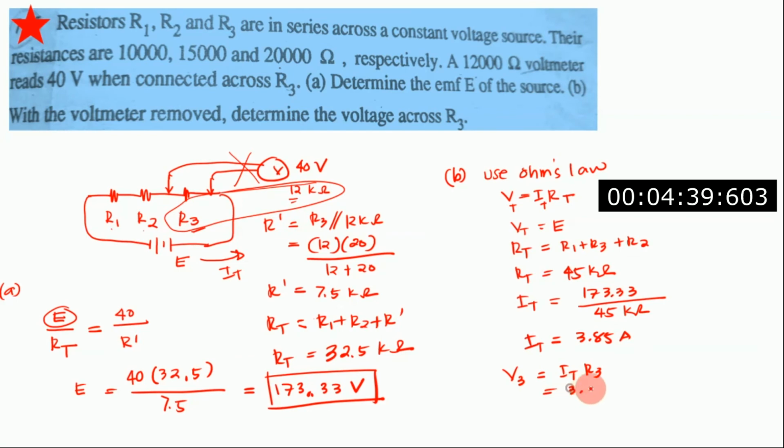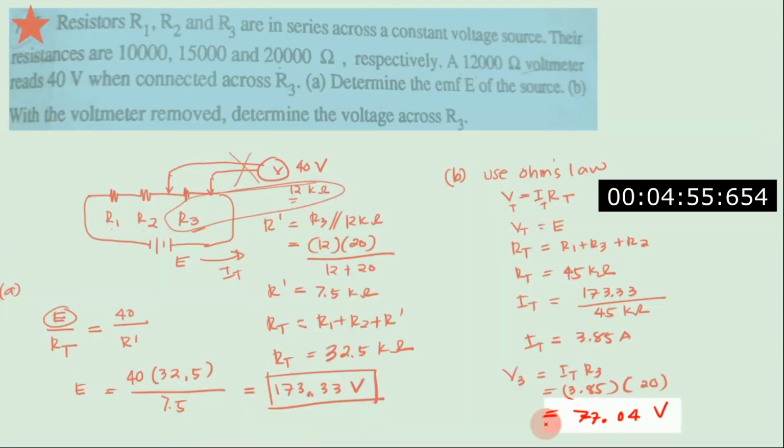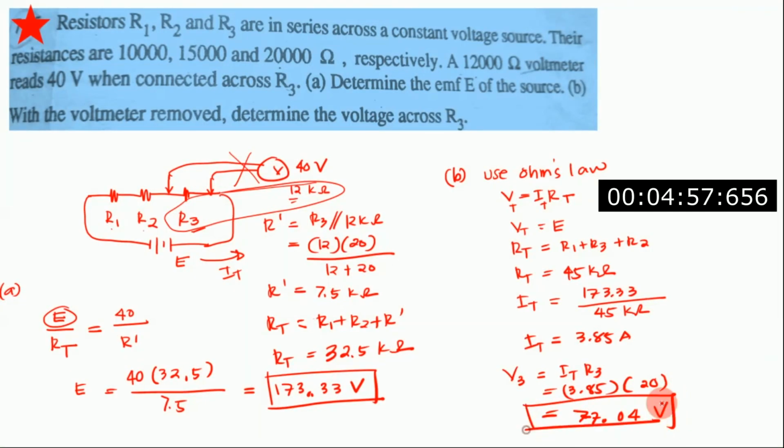You have 3.85 times R3, which is 20 kilo ohms. You just multiply that, 3.85 times 20, and it will give you 77.04 volts. So this will be your final answer.